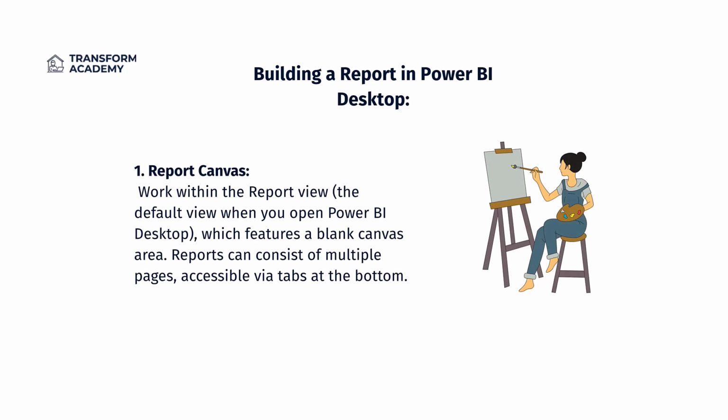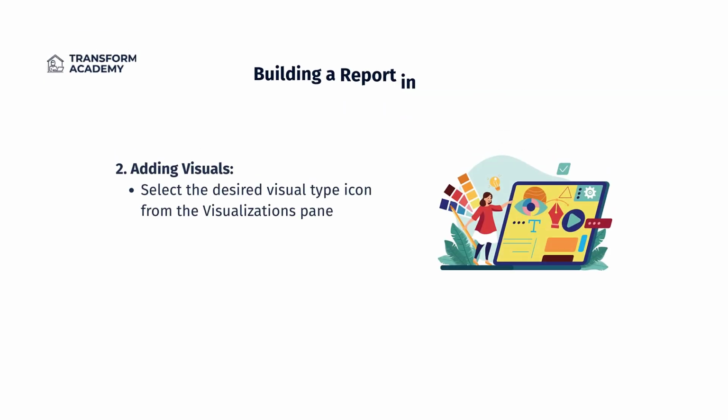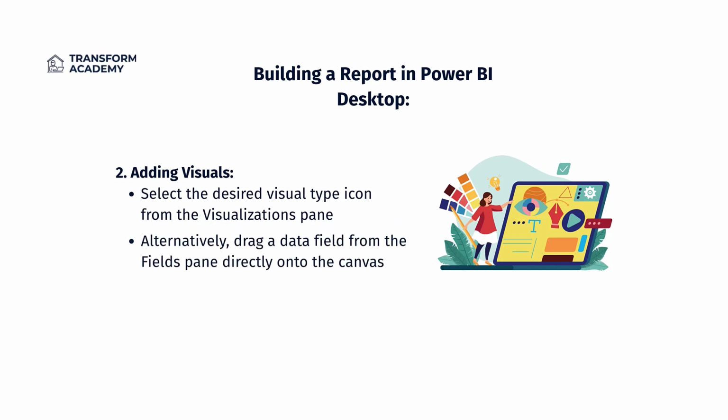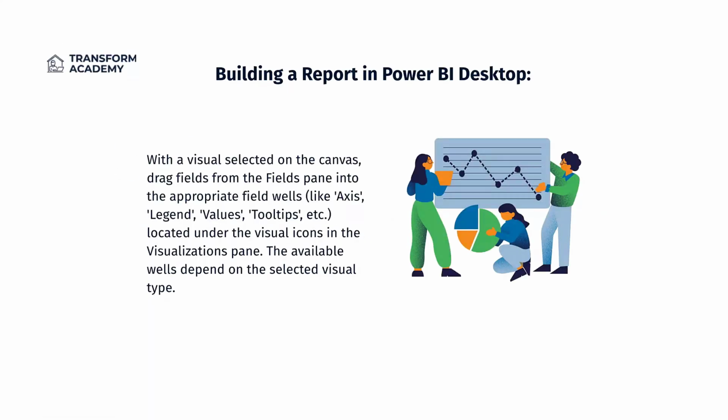Report canvas. You work within the report view, the default view when you open Power BI Desktop, which features a blank canvas area. Reports can consist of multiple pages, accessible via tabs at the bottom. Adding visuals. Select the desired visual type's icon from the visualizations pane. An empty template for that visual will appear on the canvas. Alternatively, drag the data from the fields pane directly onto the canvas. Power BI will attempt to choose an appropriate default visual based on the data type.